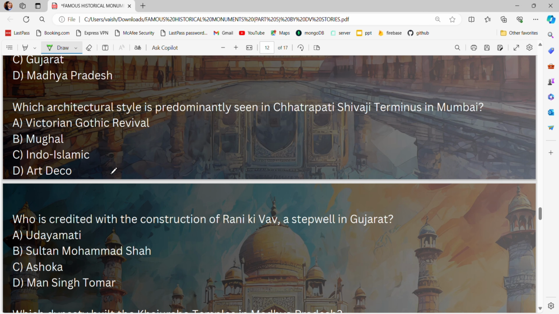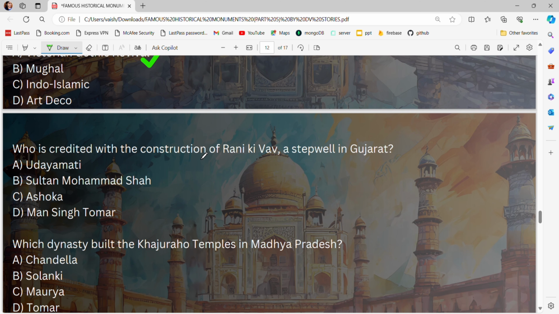Next, which architectural style is predominantly seen in Chhatrapati Shivaji Terminus in Mumbai? And the options are Victorian Gothic Revival, Mughal, Indo-Islamic, and Art Deco. Here the answer is Victorian Gothic Revival.